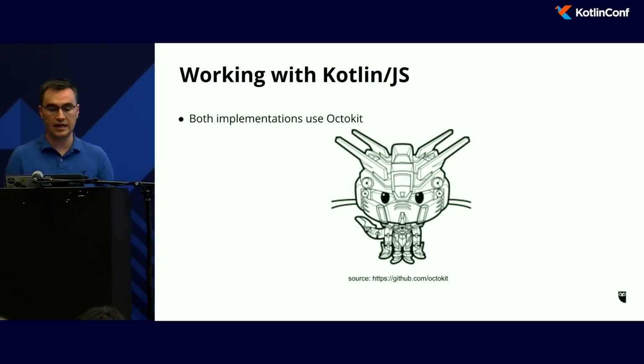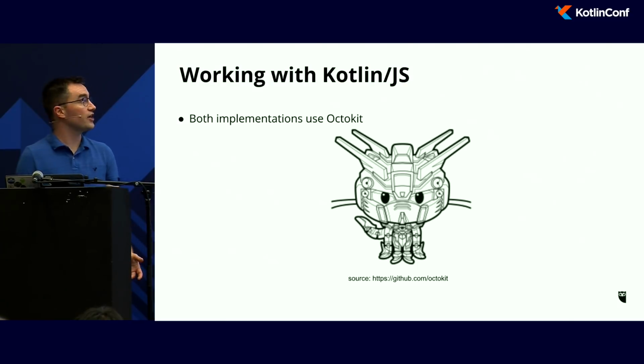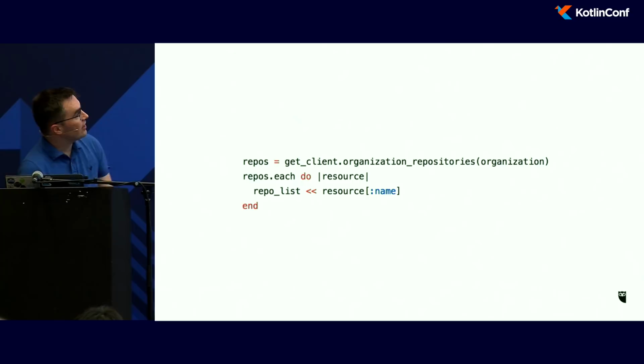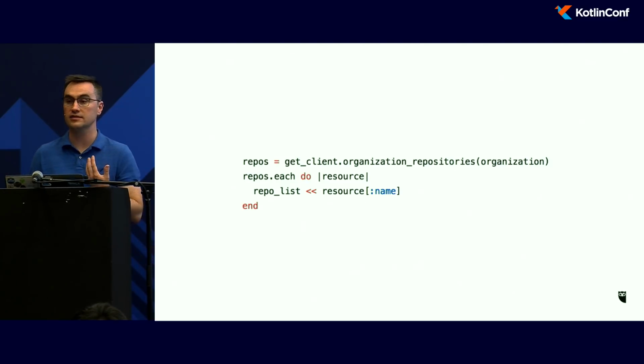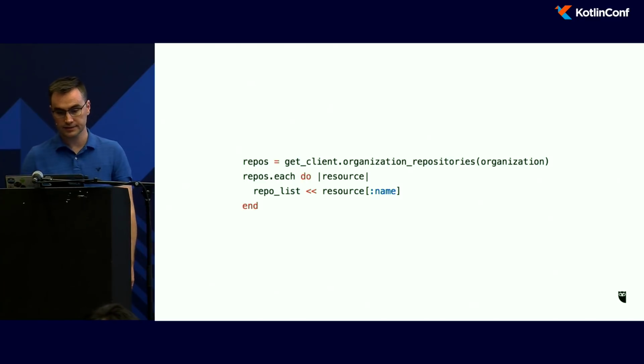Both implementations, for example, use GitHub's official API clients, Octokit. Kotlin.js uses the JavaScript version, and the Ruby implementation uses octokit.rb. Here is a way that I call my Octokit client, and I'm looking to get all the repositories in an organization. Then I iterate over those repositories. Here, of course, with Ruby or any weakly typed language, I need to be fairly confident that what I'm doing to this repo list and iterating over the repos is correct.